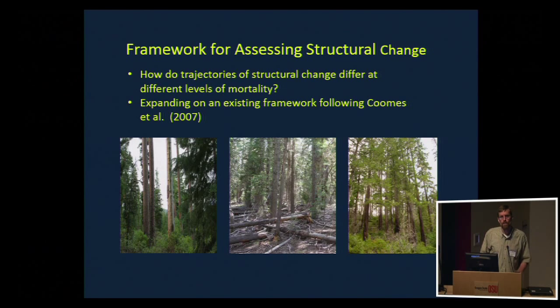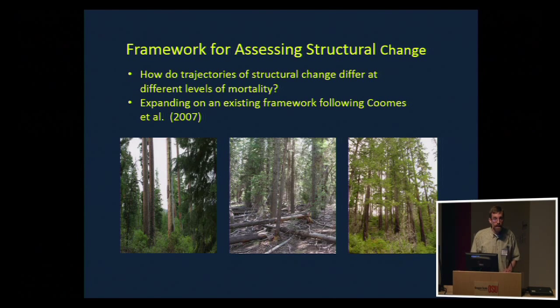So mortality is interesting, and mortality is a dominant process, particularly in terms of structural development. But just looking at the rates themselves still doesn't give us a great idea of how these forests are changing. And so here I have some pictures, and for the sake of the exercise, let's just assume that these all have a mortality rate of 2.5% per year.